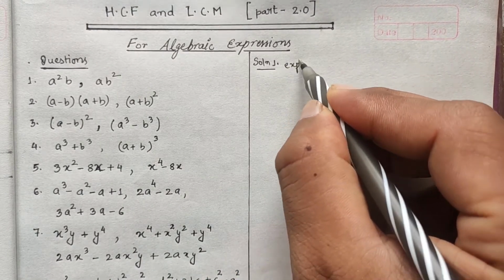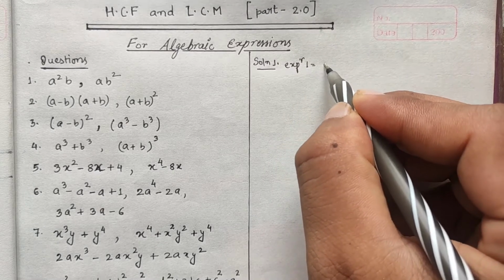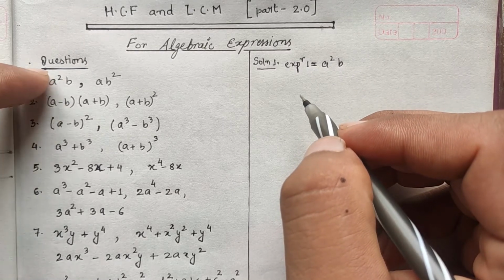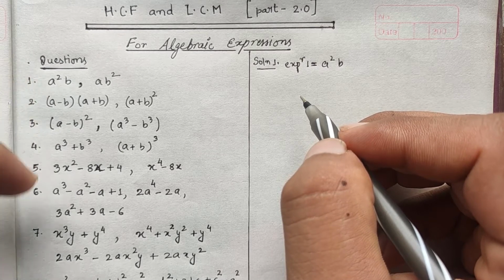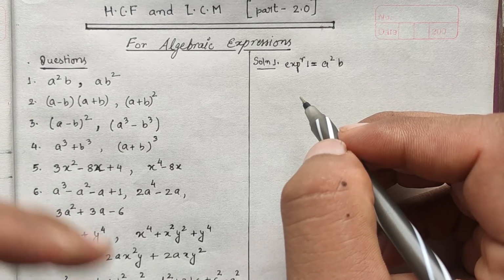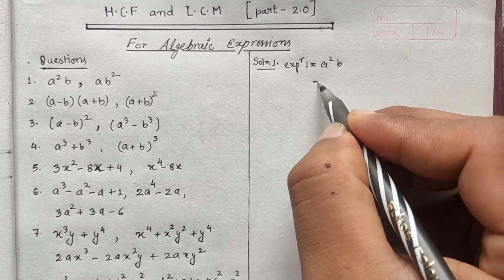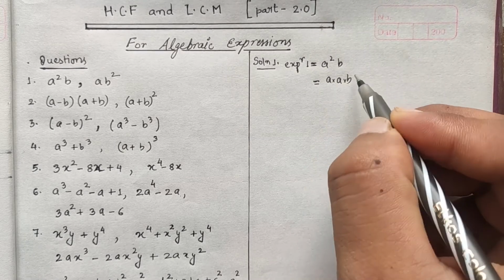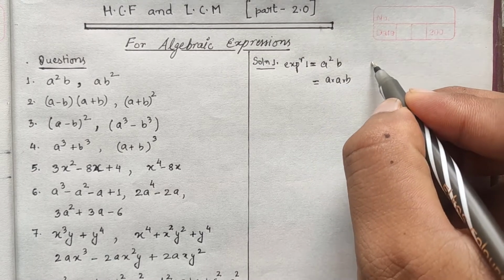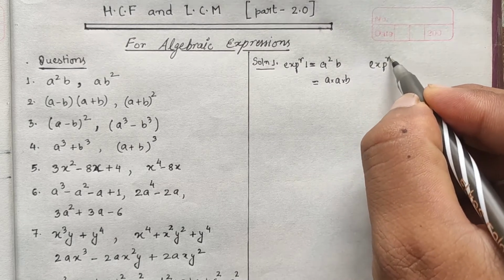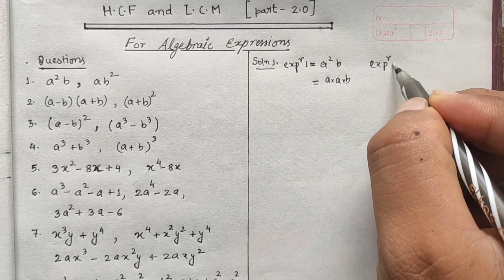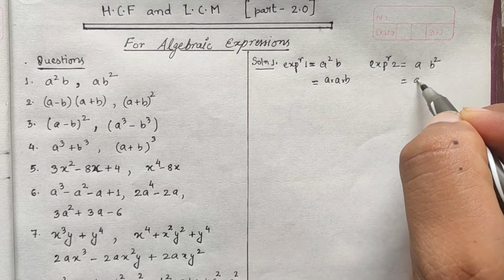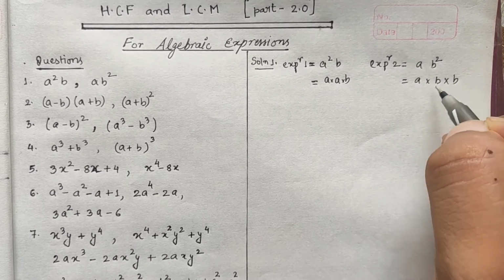So expression 1 is a square b. Okay, this is the simple one. I have written the questions from simple to difficult. So how can you write it? A square is a times a, times b, is not it? Similarly, expression 2 is a b square. We can write it in the form a times b times b, since b square is b times b.